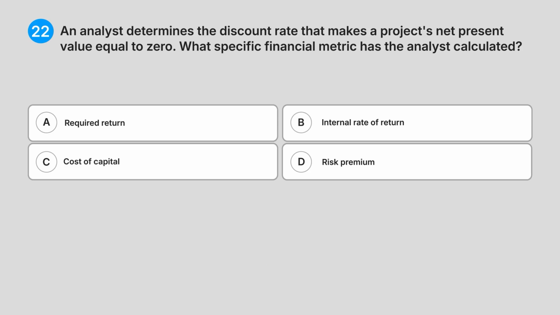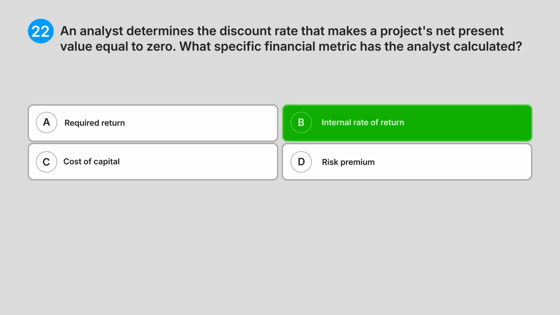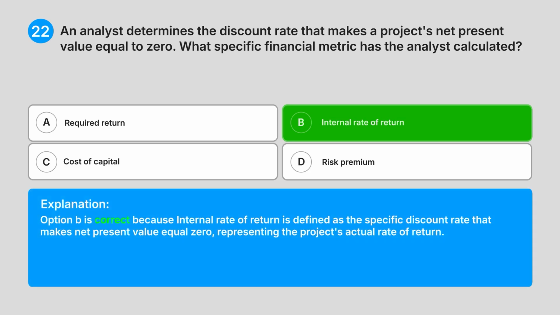Correct answer, B. Internal rate of return. Explanation: option B is correct because internal rate of return is defined as the specific discount rate that makes net present value equal 0, representing the project's actual rate of return.